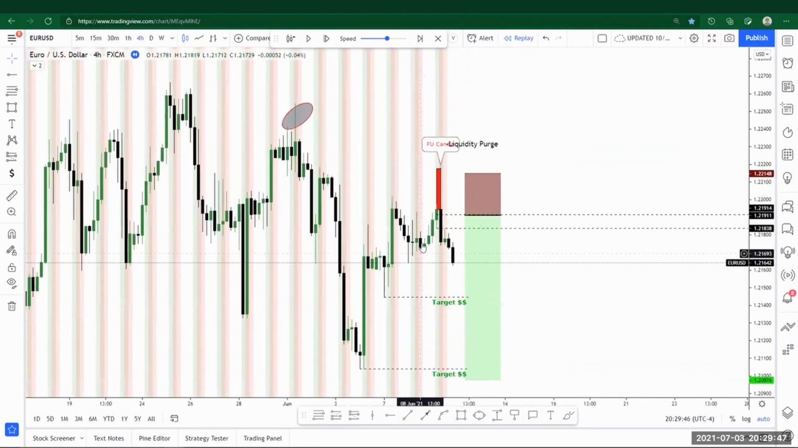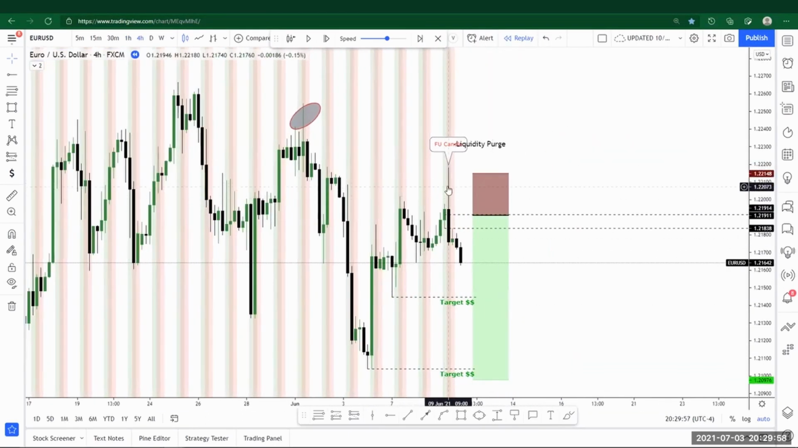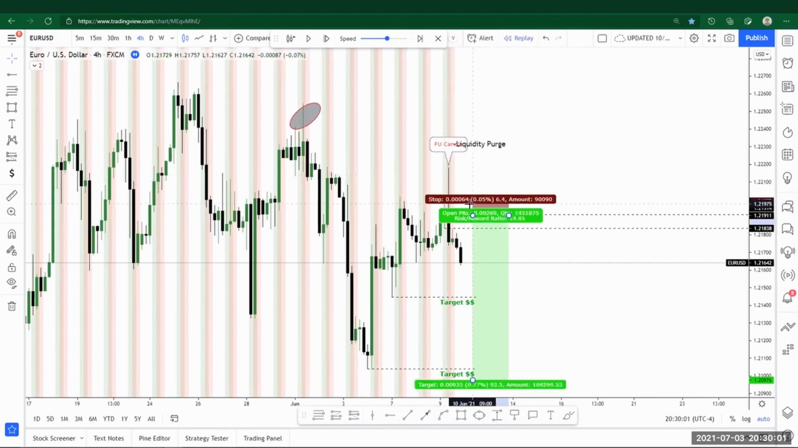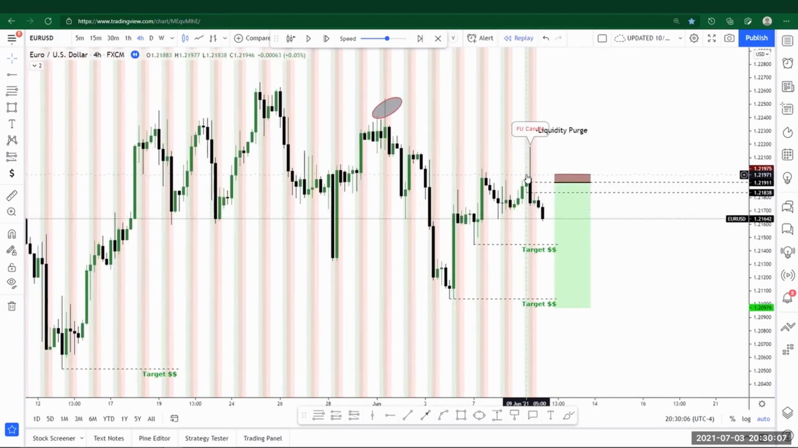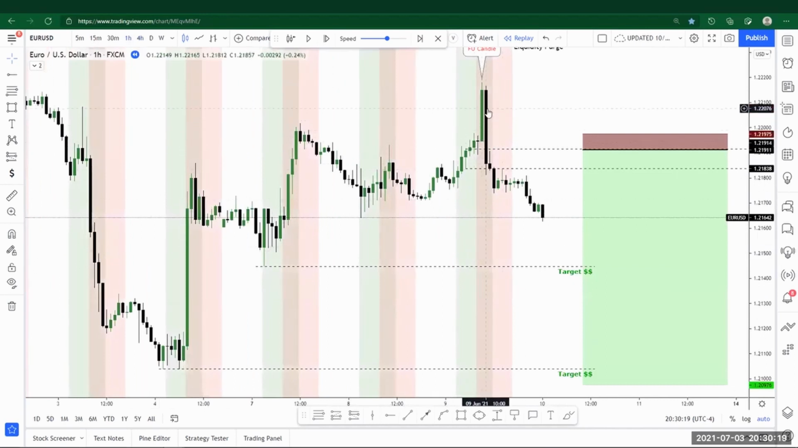So if you get on 4 hour, you see that was a long wick. Don't ever underestimate these wicks. Usually you set your stop loss right at the high of the order block. But being as we got a long wick right here, it's not smart to underestimate this wick, because look at the 1 hour, you have a huge imbalance.